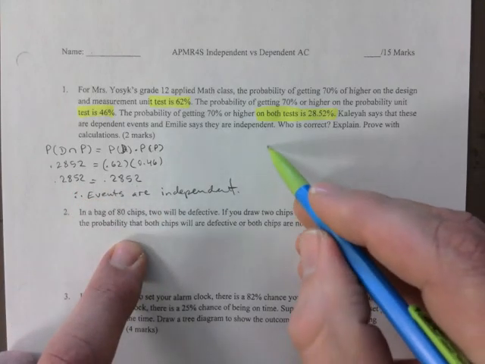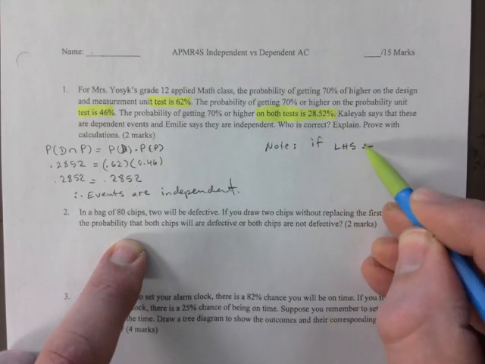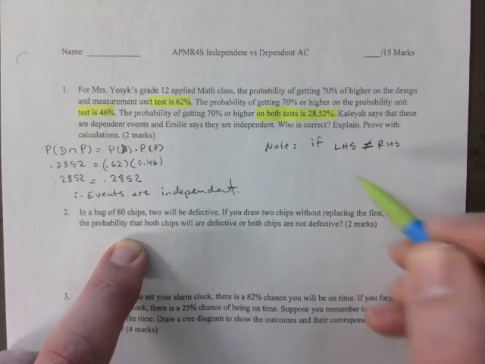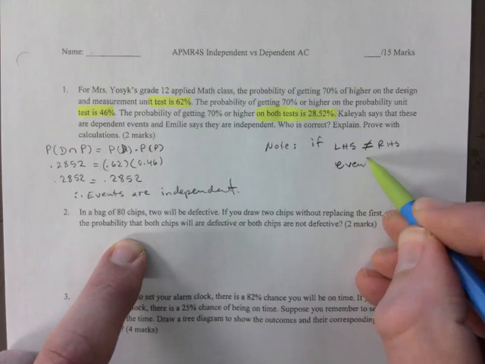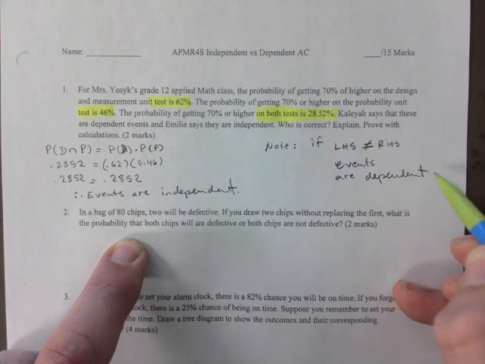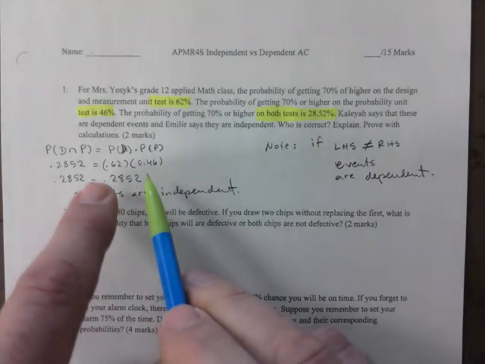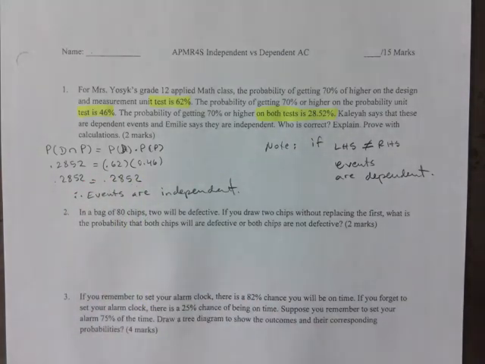Okay? Note, if left-hand side is not equal to right-hand side, events are dependent. Okay? That means that one event affected the other one, so we can't just go ahead and multiply both of their probabilities and get what they are together. Okay? The first one has influenced the second one in some way. Okay? This is probably a good entry for your study sheet.